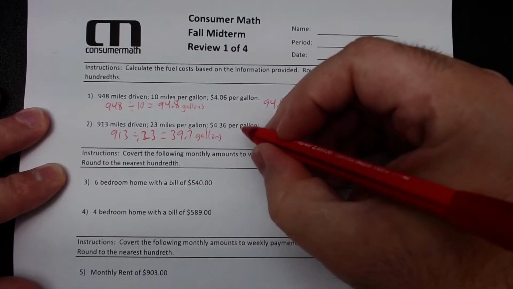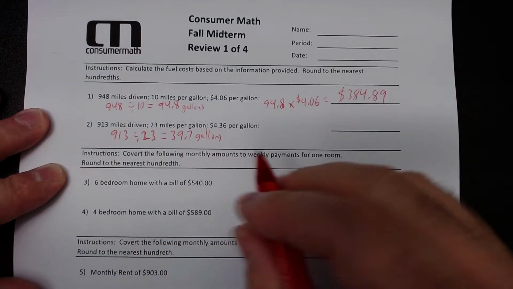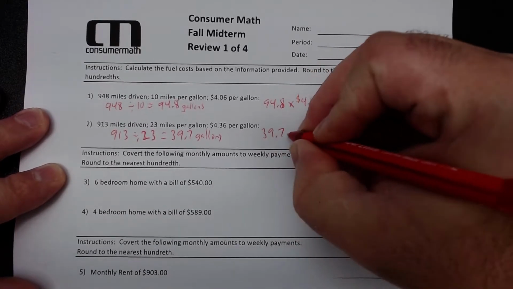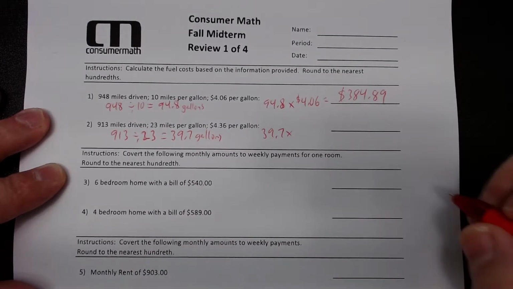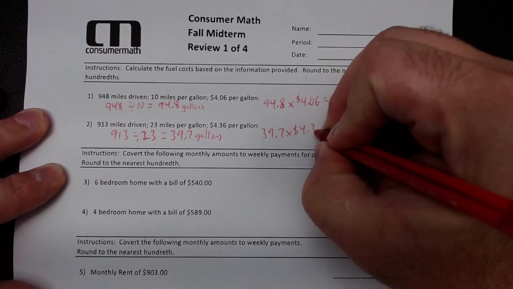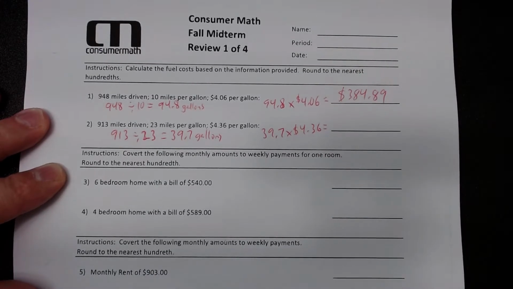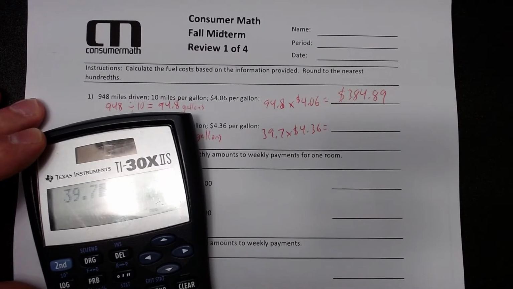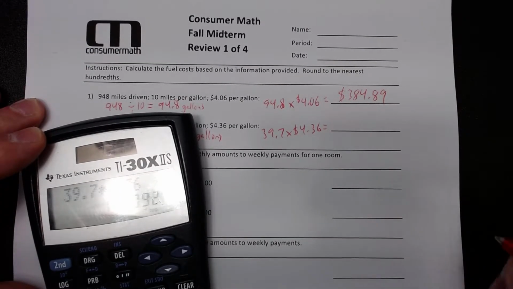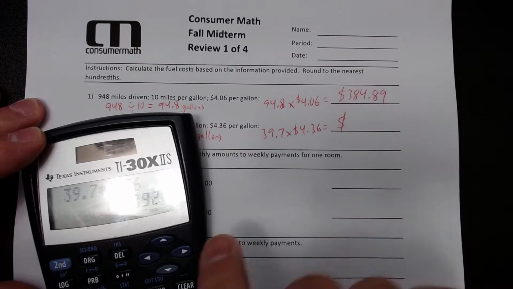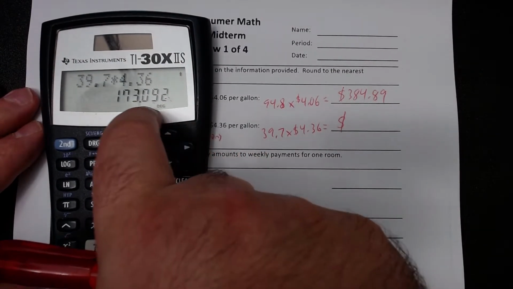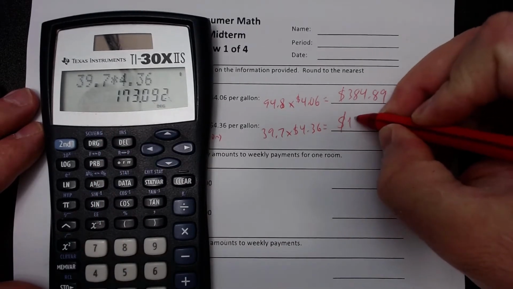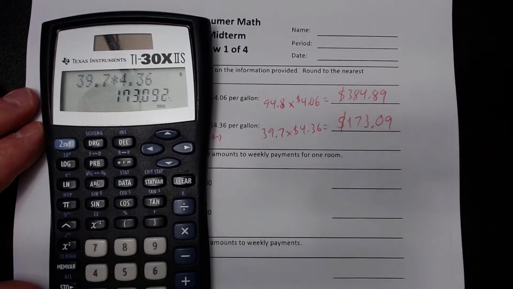Then you get that many gallons, 39.7. And you multiply it by how much gas costs. So maybe it's premium instead of regular. So $4.36. 39.7 times $4.36. We're talking money again, so that 2 is not big enough this time to change it. So it's going to be 0.09. So $173.09.